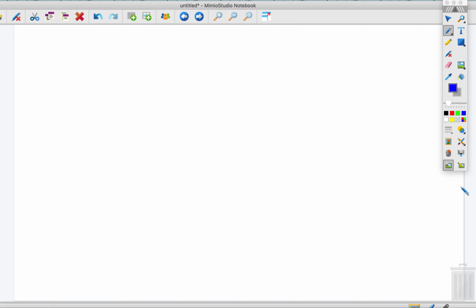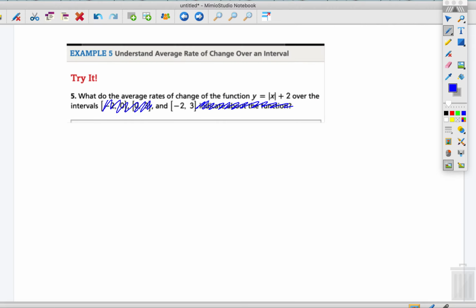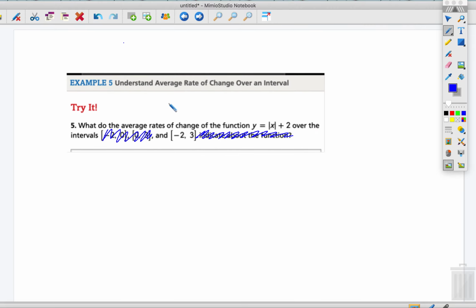Okay, then lastly, we're going to look at average rate of change over an interval. So average rate of change, first of all, is the formula for slope: y2 minus y1 over x2 minus x1. Let's say the problem says find the average rate of change of this function over the interval, and it will say this.